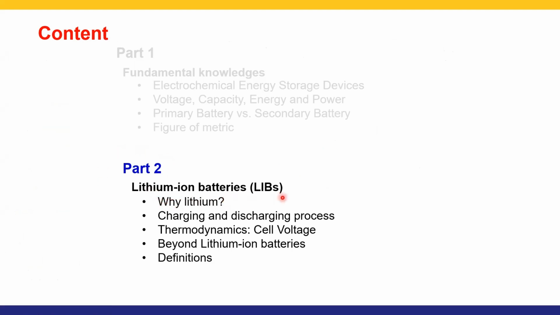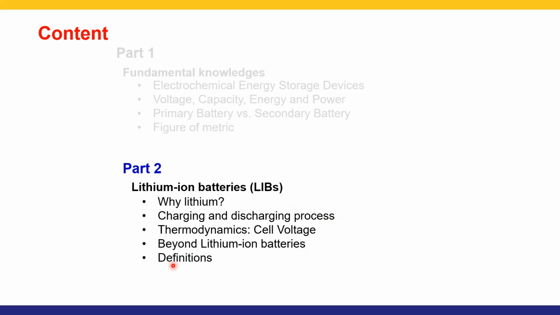So first of all, we will discuss why we use lithium, and we will discuss the mechanism or the process of charging and discharging of lithium-ion batteries. And then we will talk about the thermodynamics, which is the cell potential of the lithium-ion battery. And we will talk about some other technologies beyond lithium-ion batteries. And finally, we will provide a list of terms for the definition of lithium-ion batteries.